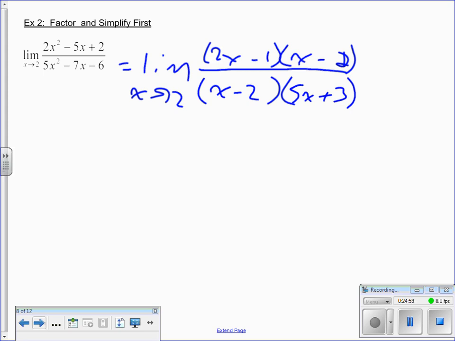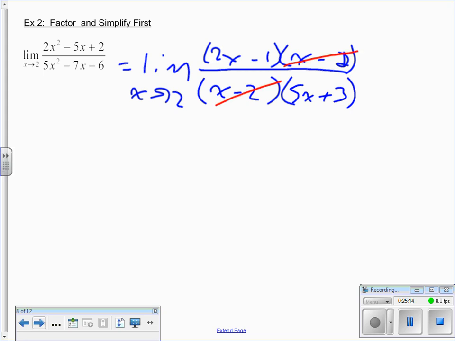Wait, so how did you know it was x minus 2? I use this as a hint. It doesn't exist at 2, which means most likely the thing that's causing me a problem is the factor that will give me 0 in my denominator with 2. So what do I do now?